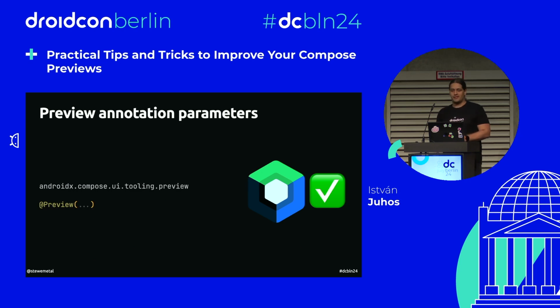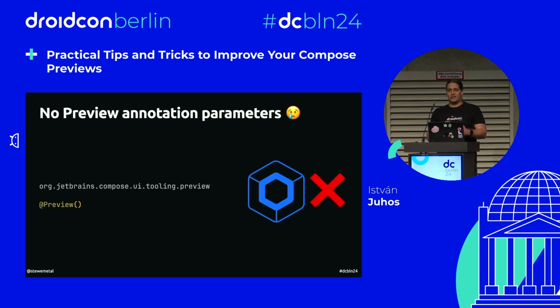So first checkpoint, the great thing is that this, of course, works in Android Studio, works in Jetpack Compose. The preview annotation is there, and there are a lot of parameters on it. But the sad thing is that the Compose Multiplatform variant of the preview annotation doesn't support any parameters. And of course, Fleet doesn't support it either. Hopefully, this will change in the future.